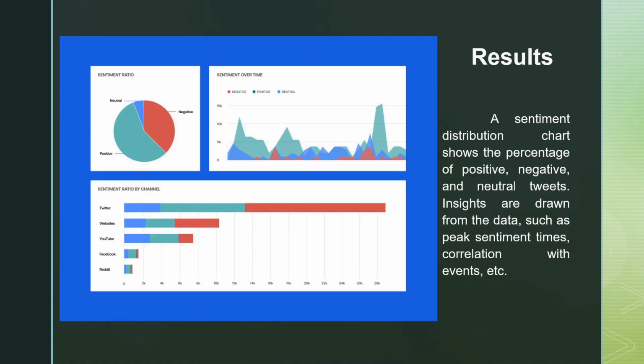Below that, we see a sentiment ratio by channel bar chart. This comparison allows us to understand which platforms are harboring more positive or negative sentiments, giving invaluable insights for targeted marketing strategies. And on the top right, we have a sentiment over time line chart, where we can track how sentiment fluctuates, identify patterns, and even correlate them with specific events or campaigns. All of this leads us not to just raw numbers, but actionable insights such as identifying peak sentiment times or understanding the impact of social events on public opinion.